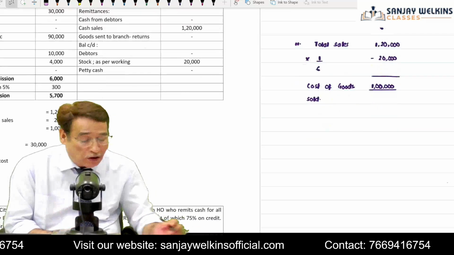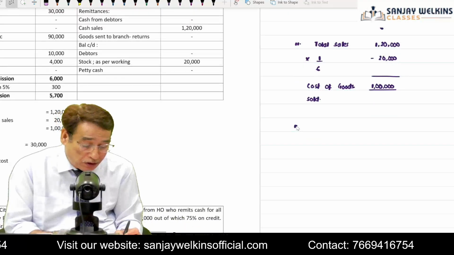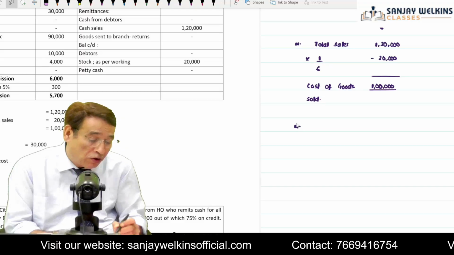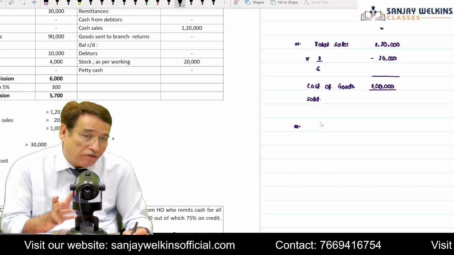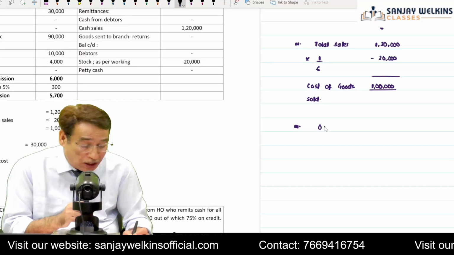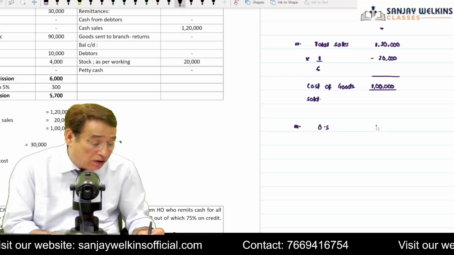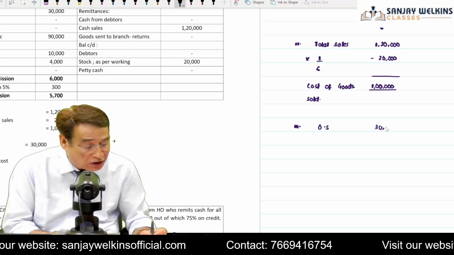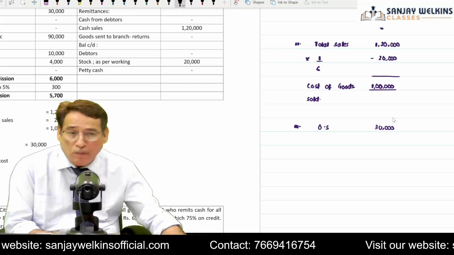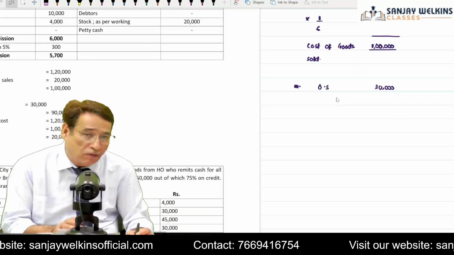Now in this particular question, we want to compute the closing stock. And in order to compute the closing stock, first of all, you need to write here the total opening stock available with the branch, which is 30,000 in this particular question. So the branch is already having 30,000 worth of goods.